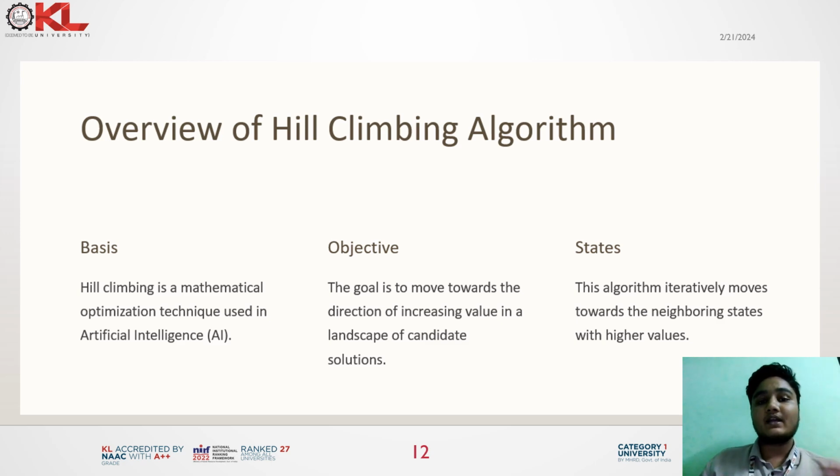Hill climbing is relatively straightforward and easy to implement. However, it has some limitations. This algorithm iteratively moves towards neighboring states with higher values. This is the overview of the hill climbing algorithm.